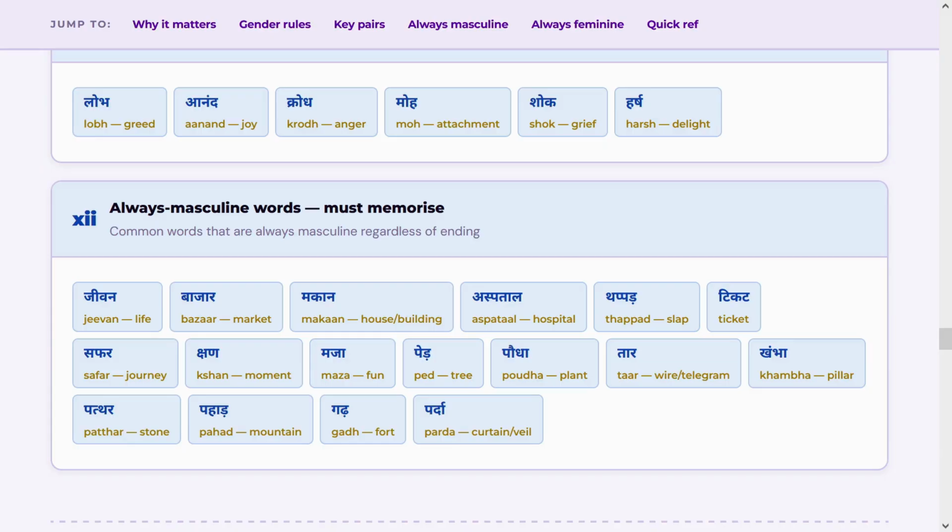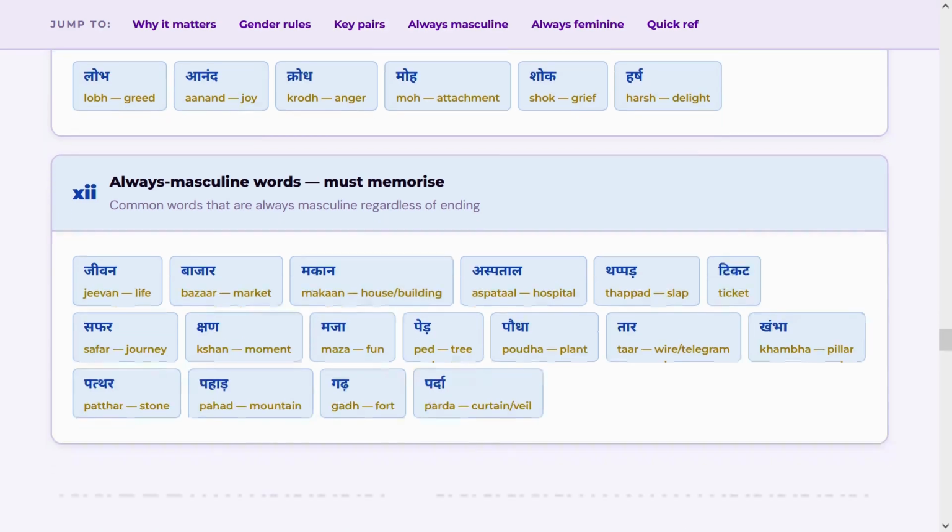And in that video where I talked about the 200 most common Hindi words with genders, there have been mentions of these words too. I am just going through them. Jivan, life. Bazaar, market. Makan, house or building. Aspatal, hospital. Thappad, slap. Ticket, ticket.